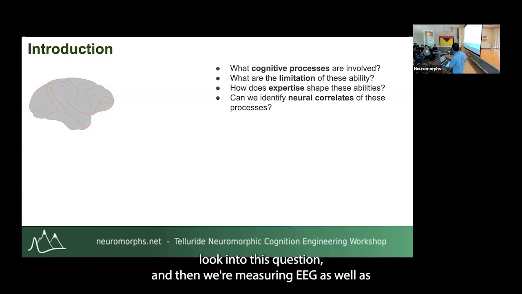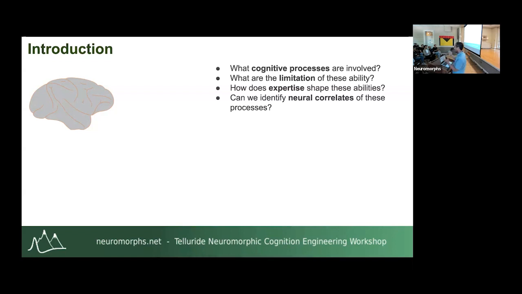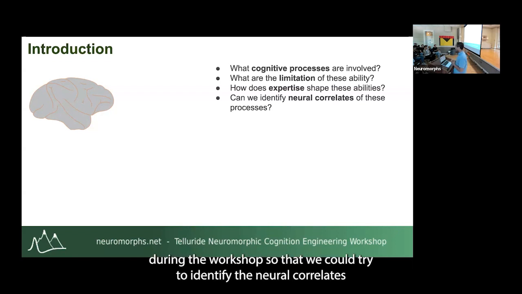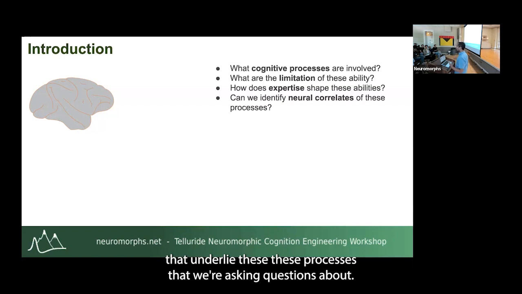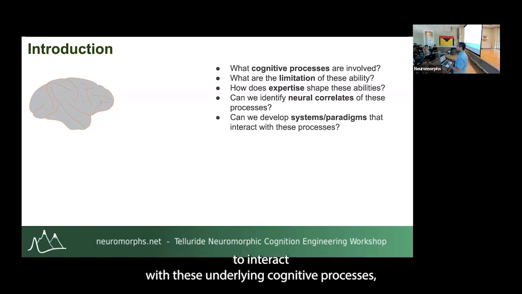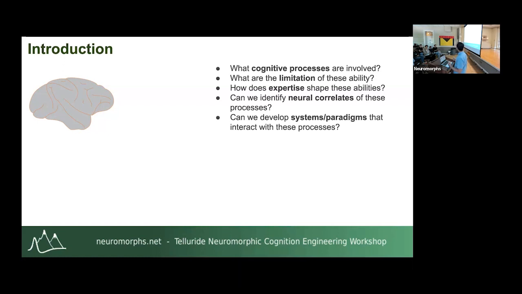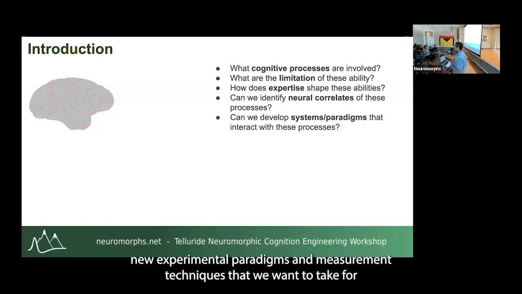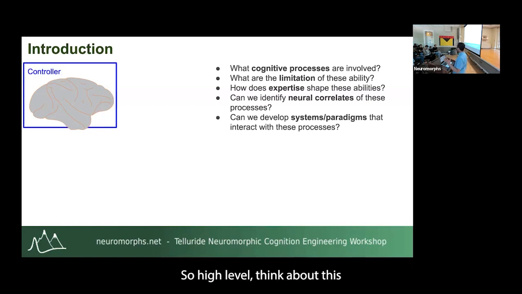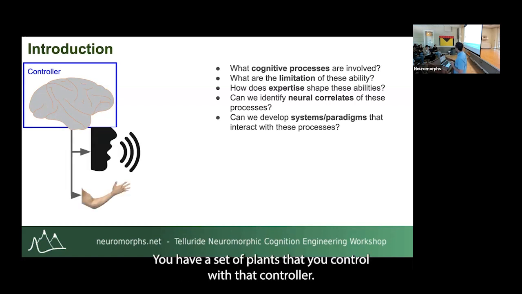And then we're measuring EEG, as well as there are some additional data sets that folks have worked on during the workshop, so that we could try to identify the neural correlates that underlie these processes that we're asking questions about. And importantly, we're building systems and paradigms that are going to allow us to interact with these underlying cognitive processes, new experimental paradigms and measurement techniques that we want to take forward beyond the workshop. So high level, think about this bit of matter as your controller. You have a set of plants that you control with that controller.